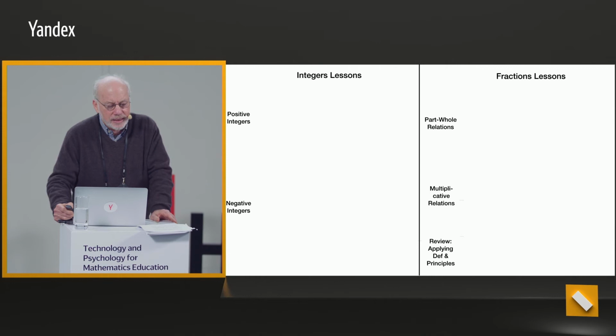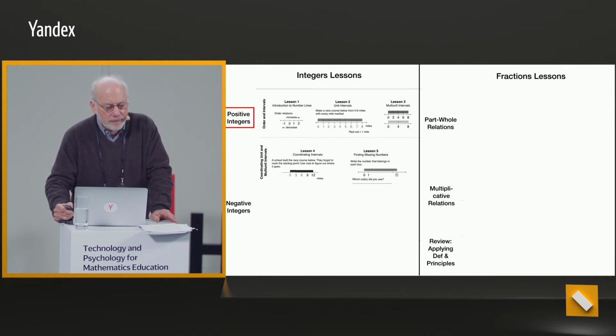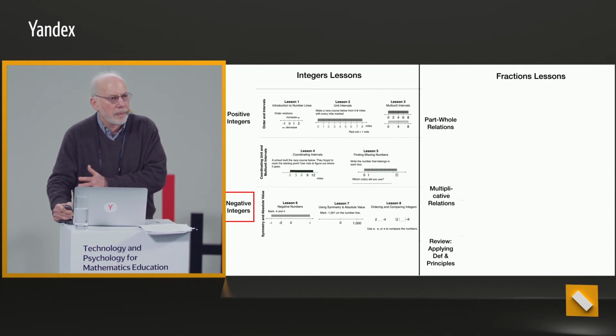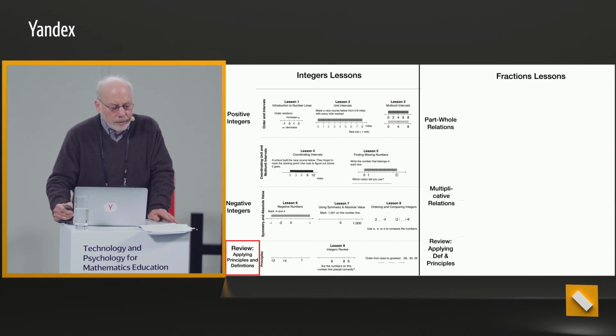So the lesson series covers, just real quickly, positive integers with five lessons that go through some of the very basic notions of integers. Another three lessons carry forward principles established with positive integers into negative integers. Then a quick review lesson, where the definitions and principles introduced in the prior lessons are reviewed and talked about in novel and review problems.